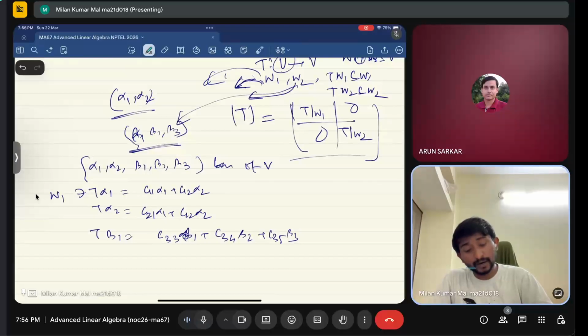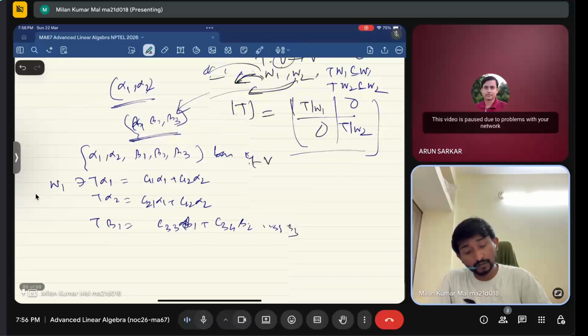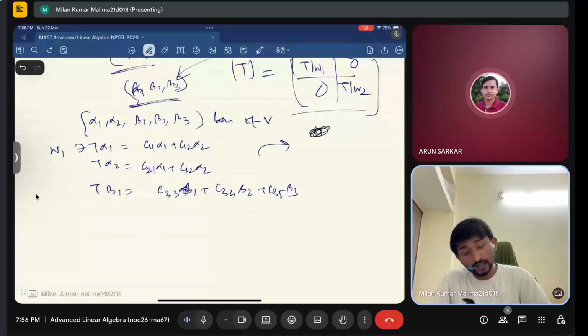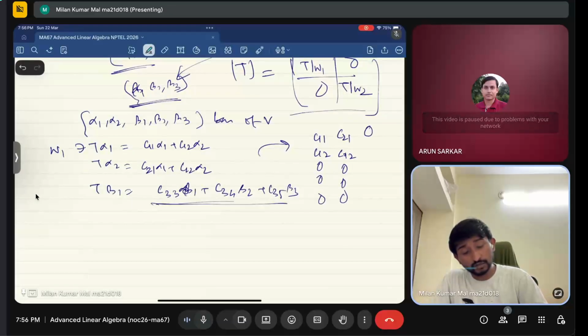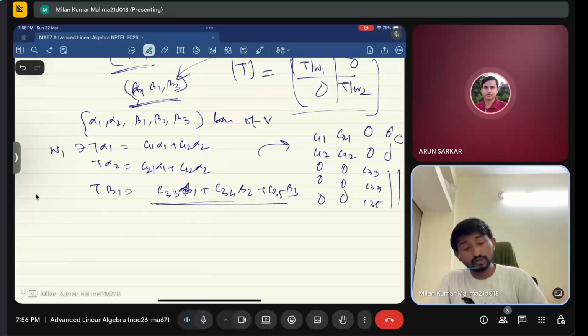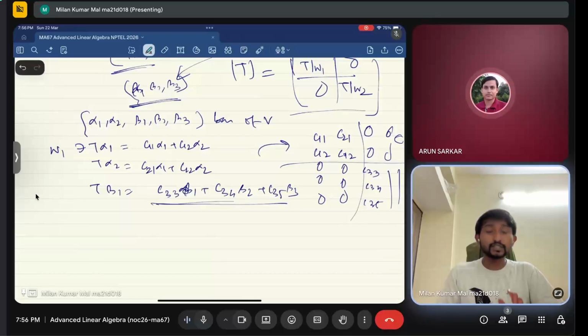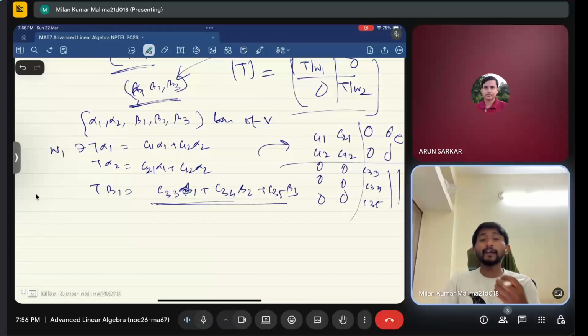So that means if you write the matrix, this will be like alpha C11, C12, all other entries will be 0. Next will be like C21, C22, all other entries will be 0. And here, as we don't have alpha 1, alpha 2, these entries will be 0, and this will be C33, C34, and C35. So this is the purpose. That means we are one step ahead to the simplest form.